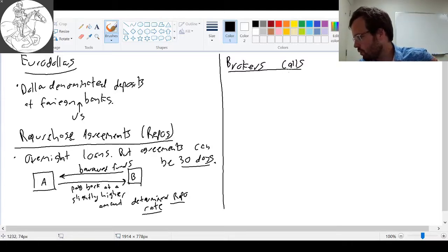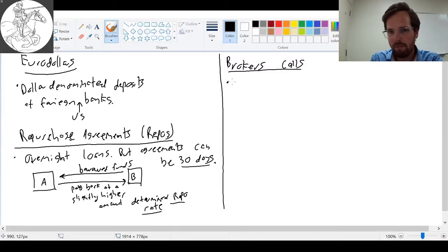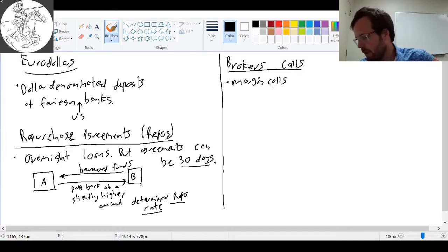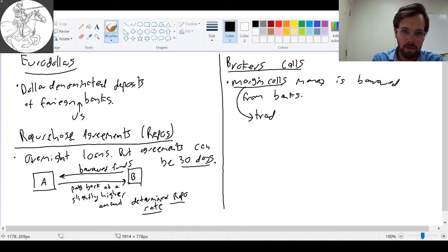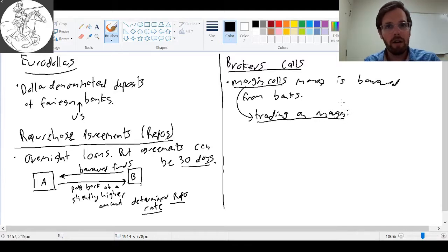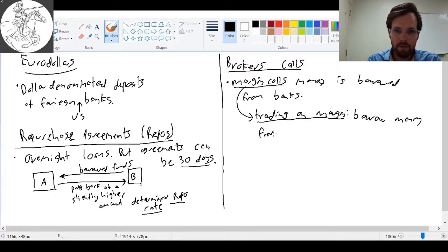So this comes into essentially margin calls. Margin call money is borrowed from banks, and that gives us a new term: trading on margin. It is essentially what you can do if you're trading stocks on any sort of online broker like TD Ameritrade or any of the others: you can borrow money from the broker to buy stocks or securities.